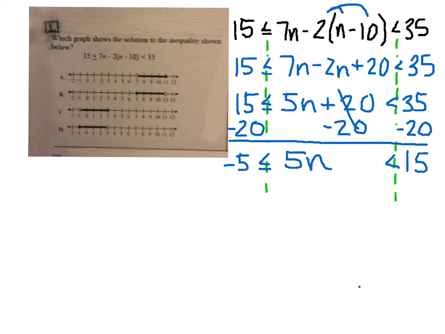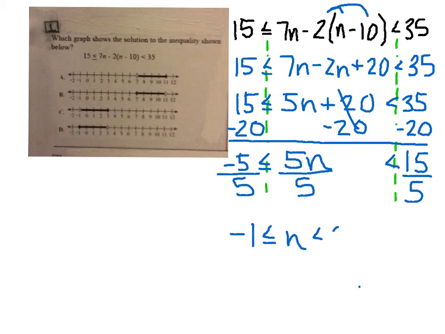One more step. In order to get this n by itself, I have to divide everything by 5. Once I divide everything by 5, I get negative 1 less than or equal to n, which is less than 3. So automatically I can go ahead and look at what I have up here. Look at my answer choices. You don't even have to graph to figure out these answers, and we can also use a process of elimination.